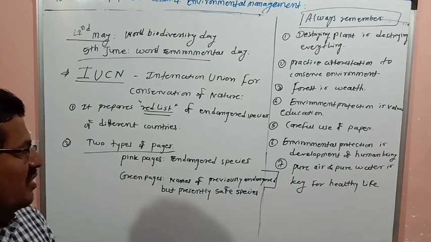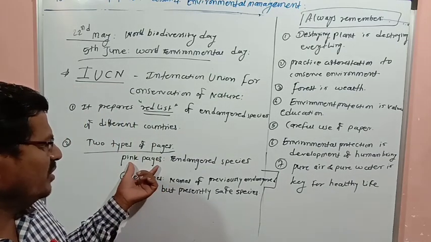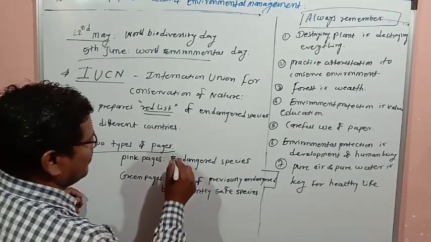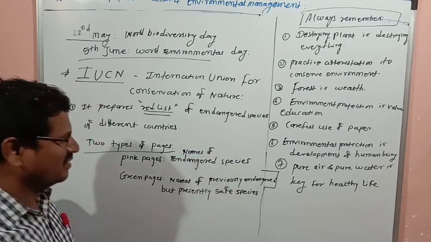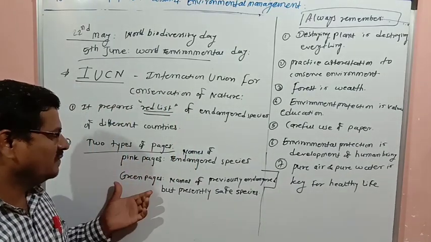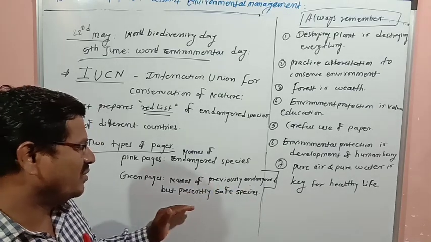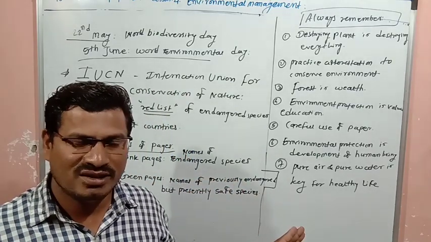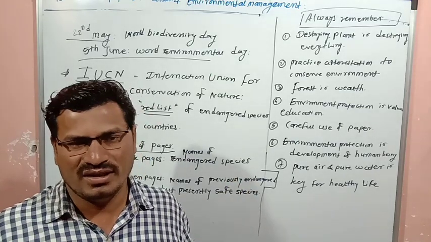There are 2 types of pages in that Red List, or Red Data Book. Pink pages have the names of endangered species, which are endangered now. And green pages show the names of species that were previously endangered but are presently safe. So pink pages are for endangered species, and green pages are for species that were endangered previously and are now safe.